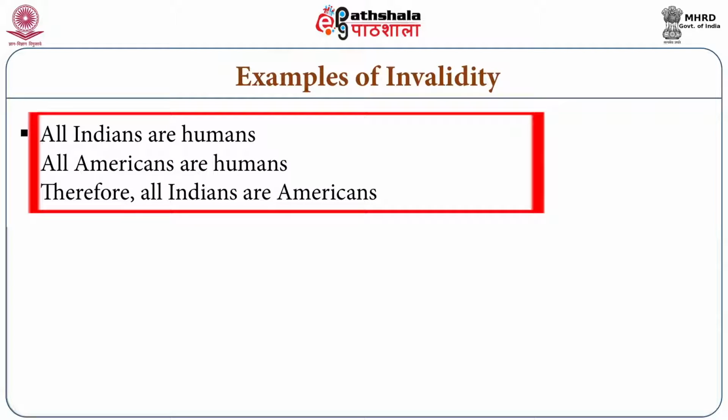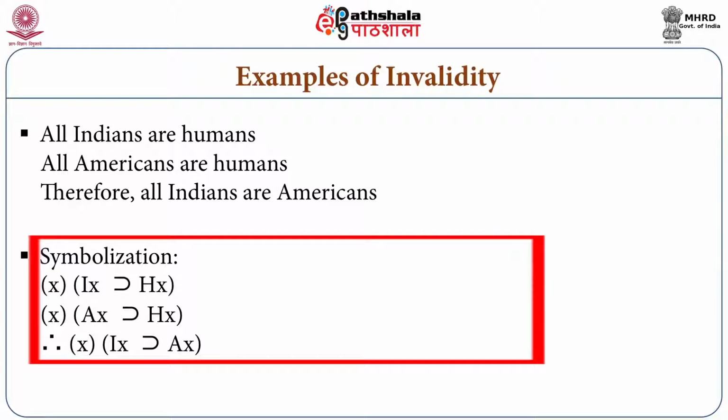Now, having said this, how are we going to show the validity of arguments involving quantifiers? That is what we will try to do now. Suppose we have an argument. Let us look at these arguments. All Indians are humans. All Americans are humans. Therefore, all Indians are Americans. Obviously, we know that this is invalid. But there is a procedure, there is a technique to show the invalidity of this argument in logic.